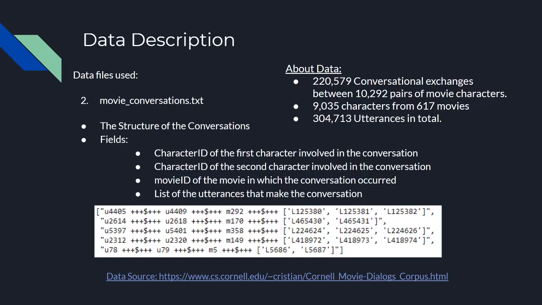The second file is the movieconversations.txt file, which shows the structure of the conversations. When you see the data, there is the character ID of the first character, the character ID of the second character involved in that particular conversation, a movie ID of the movie in which the conversation occurred, and a list of utterances that make up the total conversation. Also, there are around 220k conversational exchanges between around 10k pairs of movie characters. There are about 9,000 characters from 617 movies, and in total about 304k utterances.